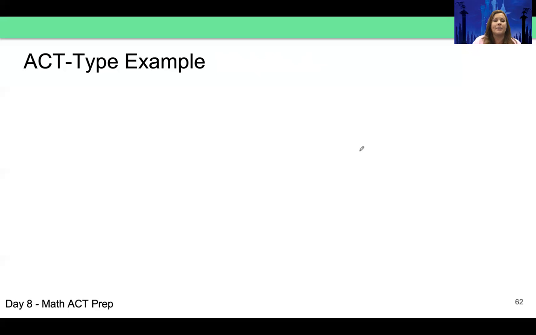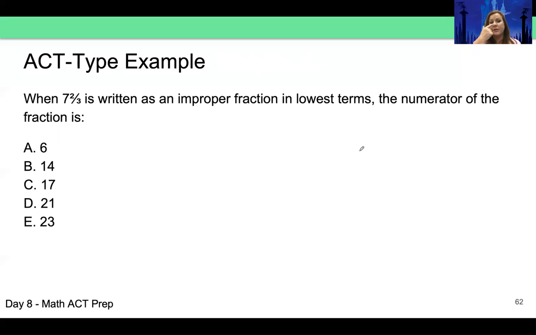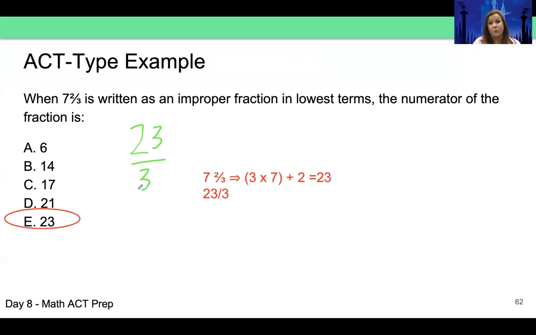Here's our ACT example. 7 2/3, when it's written as an improper fraction, the numerator is what? So here's where you have to remember. You go 3 times 7 is 21, plus 2 is 23. So this becomes 23 over 3. If you're not good at that, you can put that in the calculator and say change to improper fraction. So here, the numerator is going to be 23. They just want to see, can you convert a mixed number to an improper fraction?